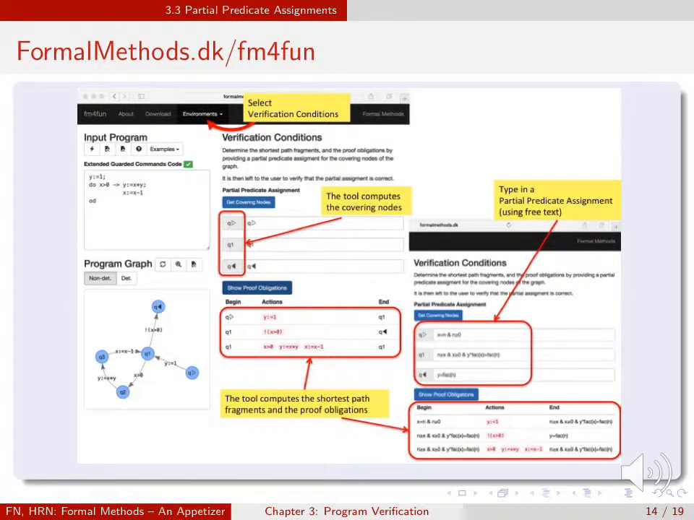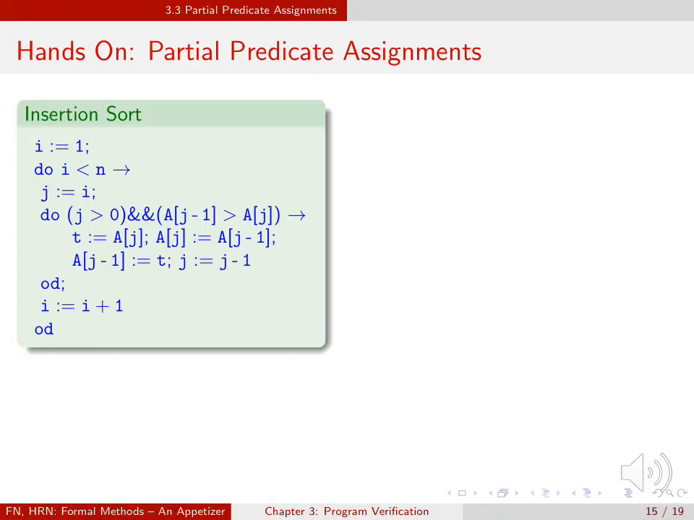The online system supports partial predicate assignments. You must choose the environment verification conditions. You can ask the system to produce a set of covering nodes that live up to our requirements. You can then write predicates in plain text that should hold at these nodes. You can then ask the system to produce the proof obligations, and it will construct the short path fragments. It will leave you to check correctness, as unfortunately there is no automatic support for this.